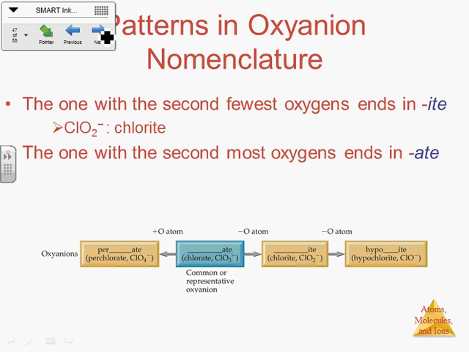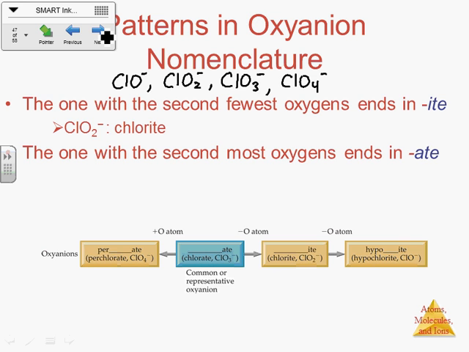This is clearer in your notes than it is on here, but when there are more than two oxyanions, here's the scenario. Let's say that we have four different combinations. We have ClO minus, ClO2 minus, ClO3 minus, and ClO4 minus. We have all of those.